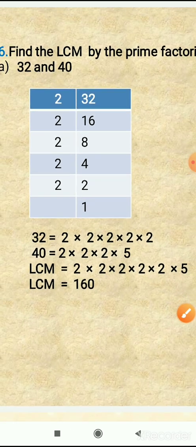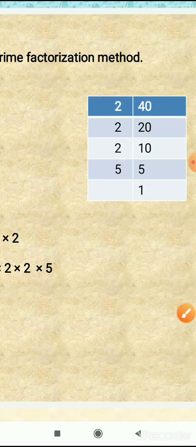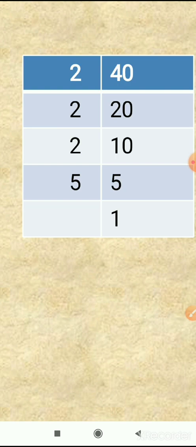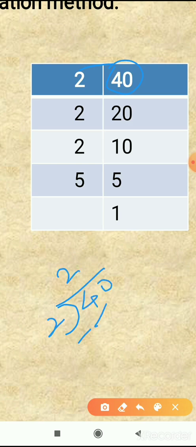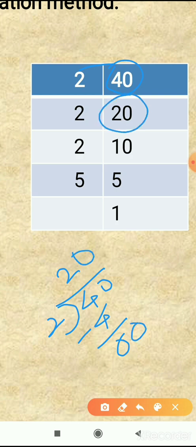Now we will find the prime factorization of 40. Okay, so see here, 40 is an even number. It is also divisible by 2. So we divide 40 by 2. Look here, we divide here 40 by 2. 2 2s are 4 and 2 zeros are 0. We get quotient 20. So we write 20 here.